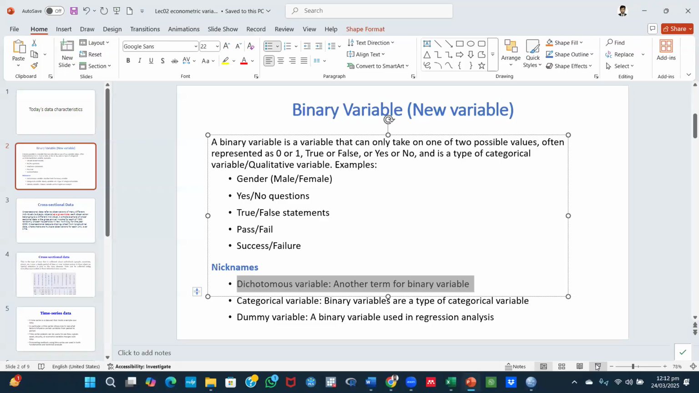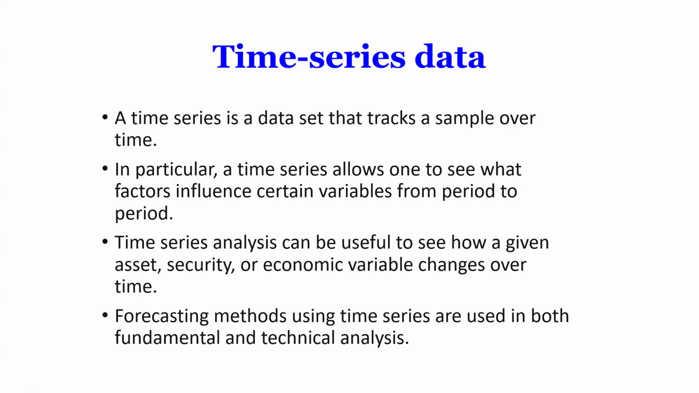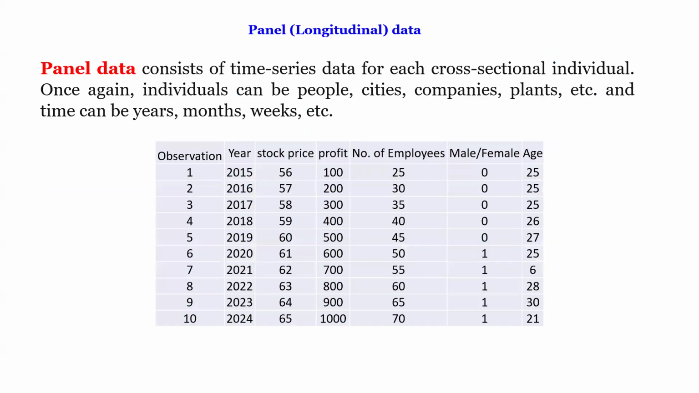All right. Thank you. Question is very important. 0, 1, another term for binary variable, and dummy variable and binary variable, and this is ultimately a categorical or qualitative variable. So this new variable is added today, the binary variable, and dependent and independent variables we have explained, and we have also learned about cross-sectional, time series and panel data.